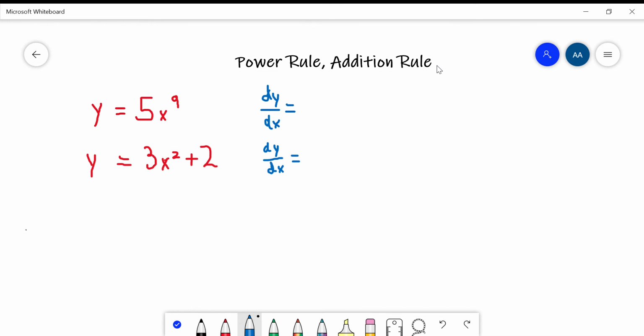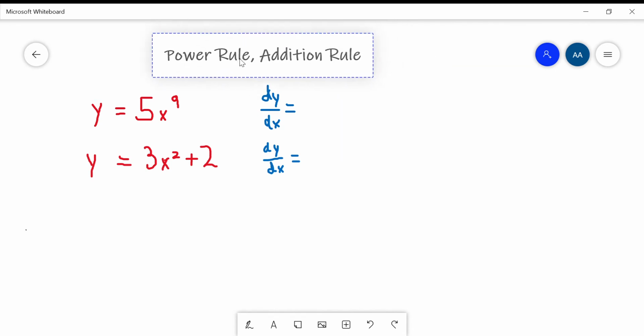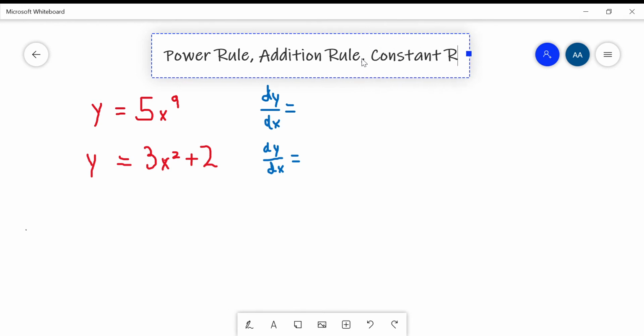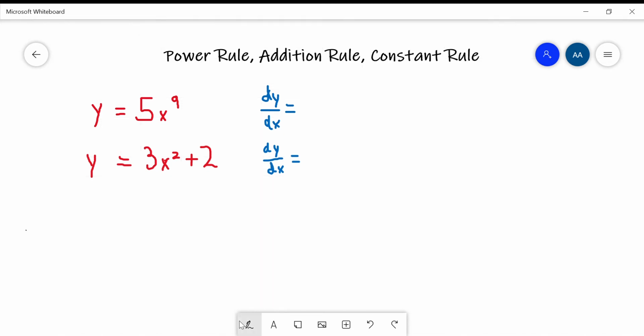And also this should actually be, I think this is a bit of an inaccurate title. I'm actually adding another rule here. We've got the constant rule. So let's start with the easiest one, which is the constant rule.